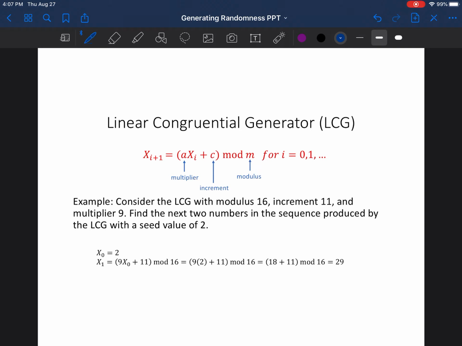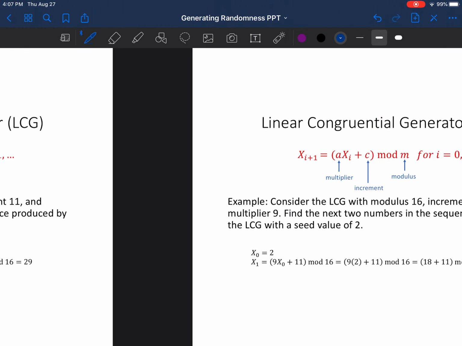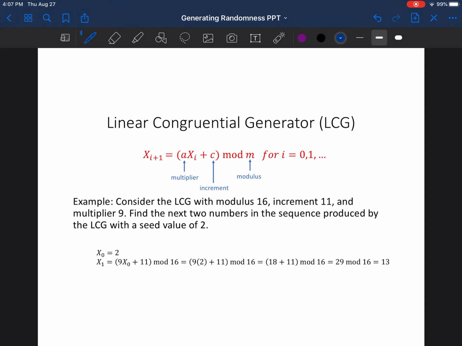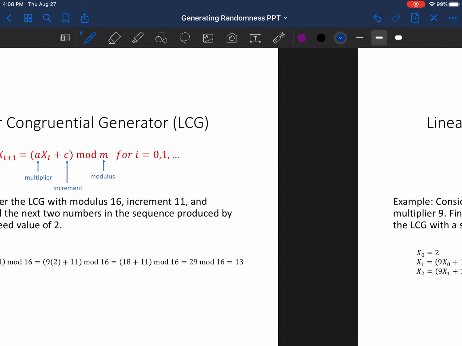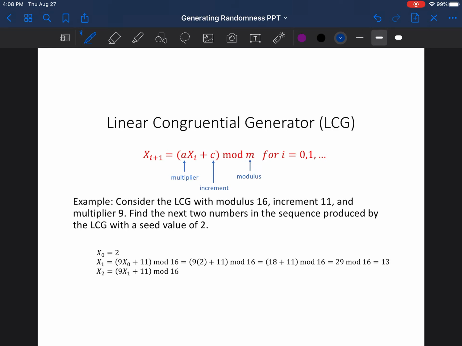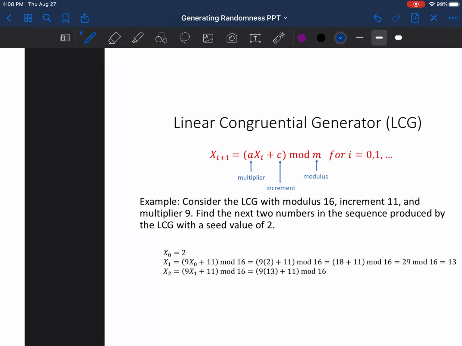If we multiply that out, it's 18 plus 11. So that equals 29. 29 mod 16 is 13. So note that 16 goes into 29 once with a remainder of 13, so x1 is now 13. Now to compute x2, we apply the same formula except now with x1 in the place of x0.